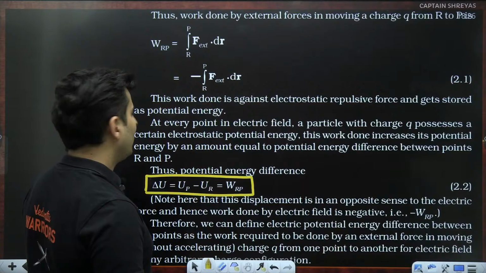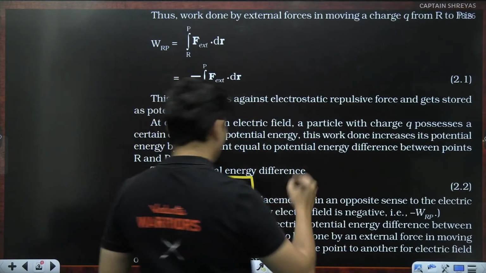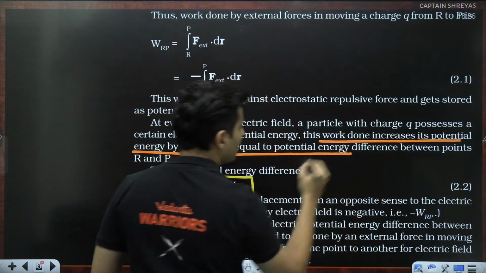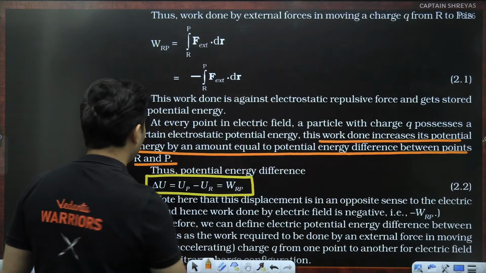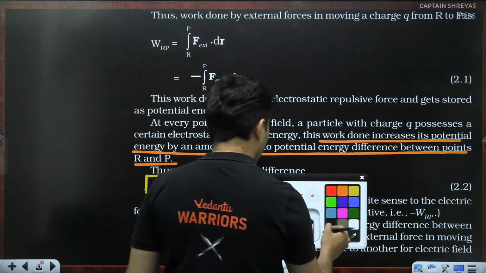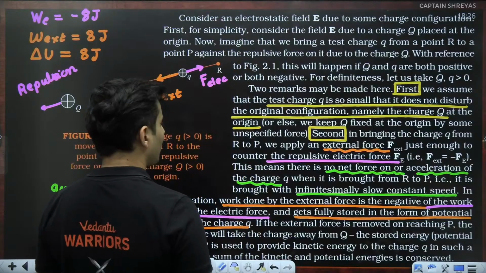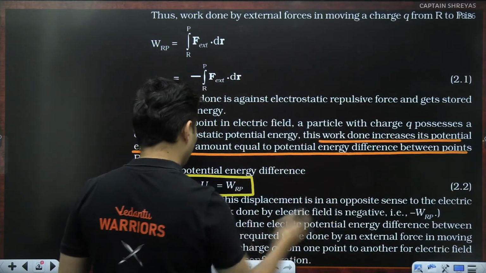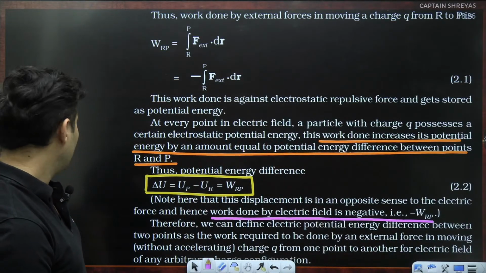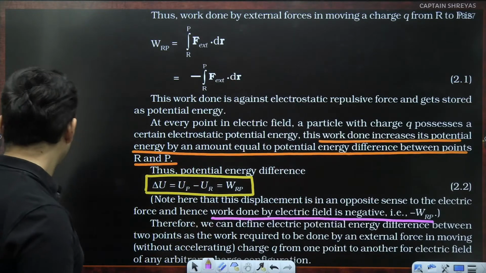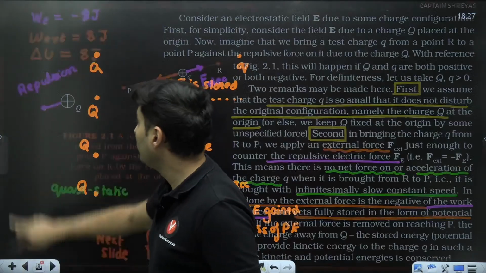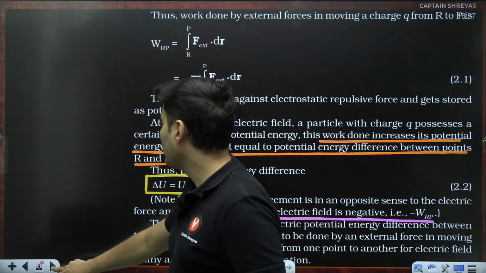Particle possesses certain, there's a work done. Thus the work done by the external forces increases the potential energy by an amount equal to the potential energy difference between the points R and P. Okay. So work done by electric field is negative. Yes, we saw that right over here. So work done by that repulsive electric field, work done by electric field is negative. Therefore, we can define electric potential energy difference between 2 points of the work done to blah blah blah. Okay. So I'll tell you what this is. It's exactly that same example what I gave you over here.